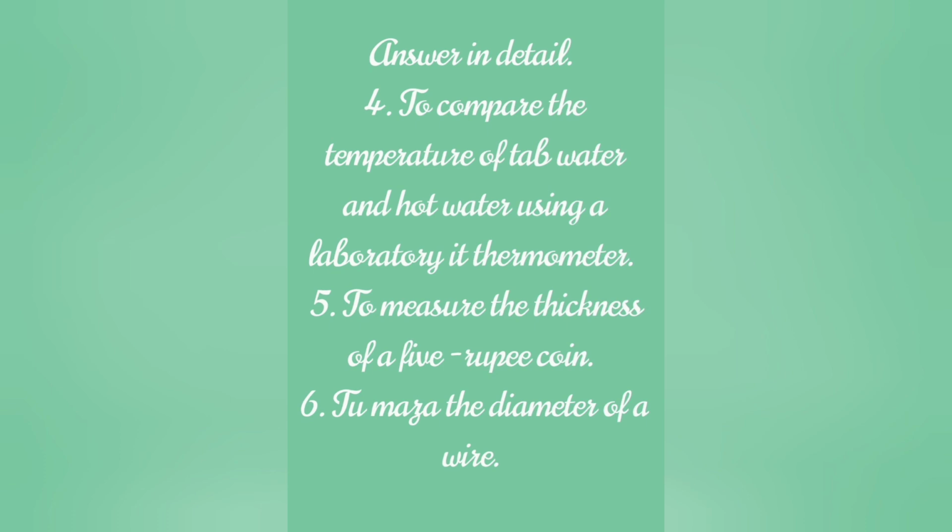Next, to measure the thickness of a 5 rupees coin. Here also write aim, material required, diagram, procedure and result. Next, to measure the diameter of a wire. Okay, this is also an activity-like question. So write aim, material required, procedure, result and diagram.